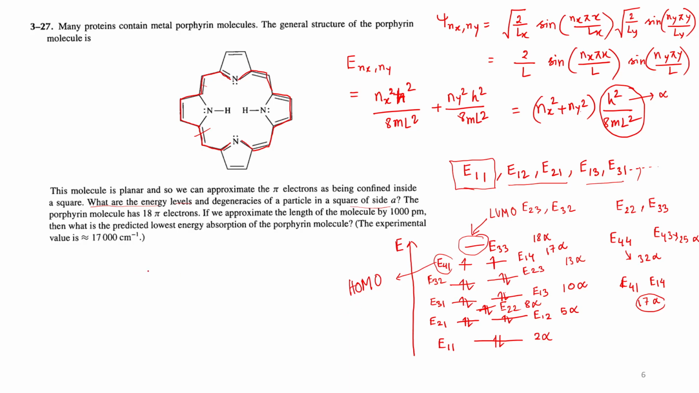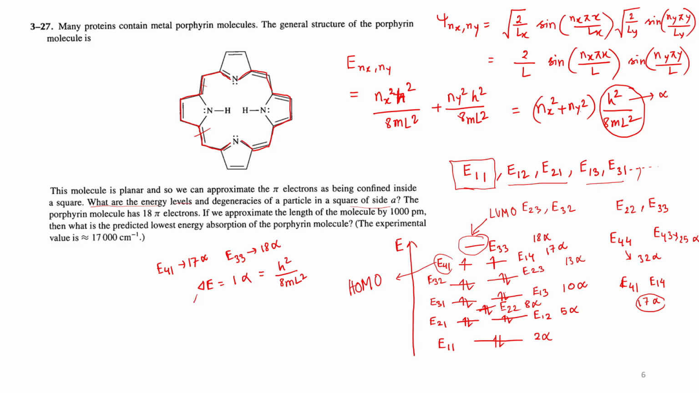So the energy of E41 is 17 alpha and E33 is 9 plus 9, 18 alpha. So 1, 2, 3, 4, 5, 6, 7, 8 and 9 pairs. So total 18 electrons are there. So these are your HOMO and this is your LUMO. So your energy gap delta E is 1 alpha. 1 alpha is nothing but h square by 8 m L square, right? Because this we have taken as alpha.